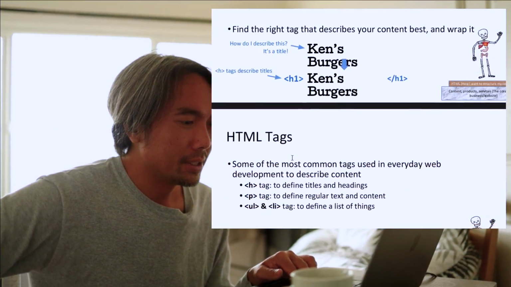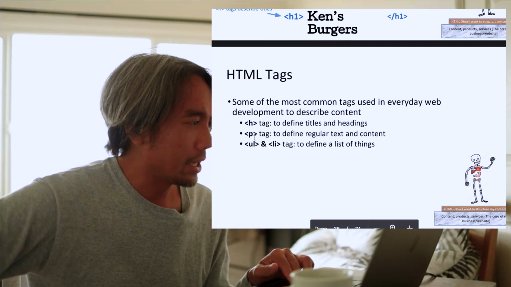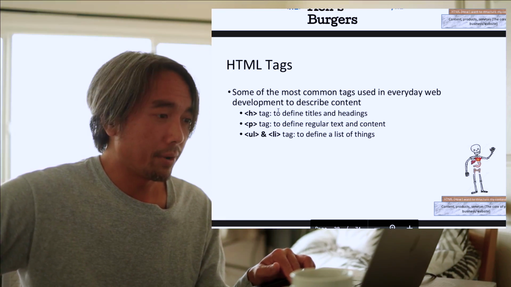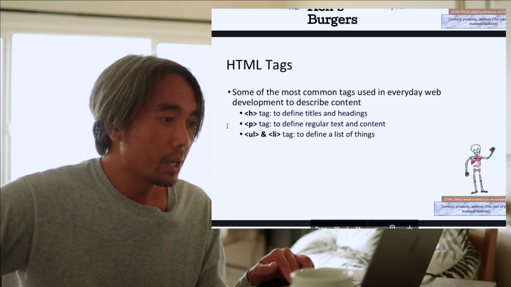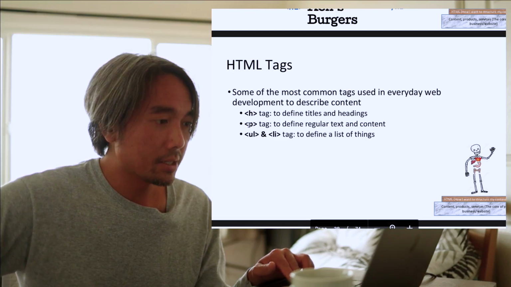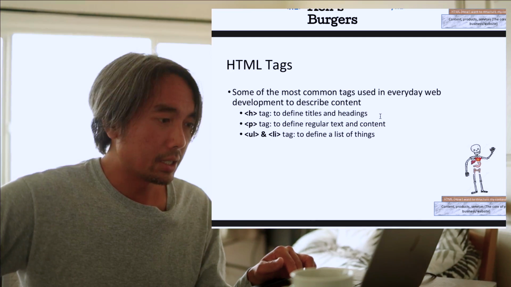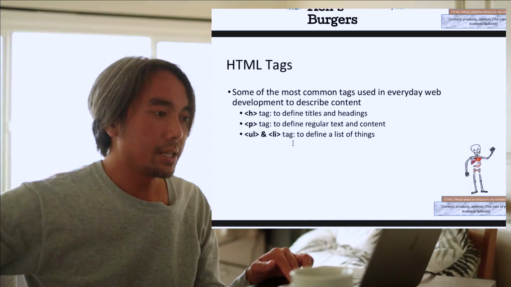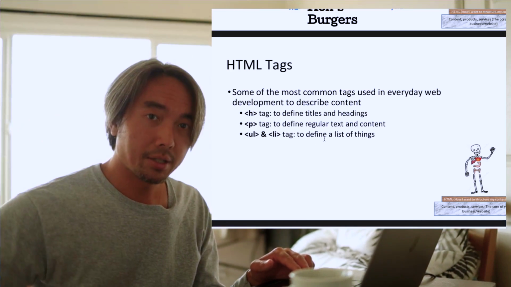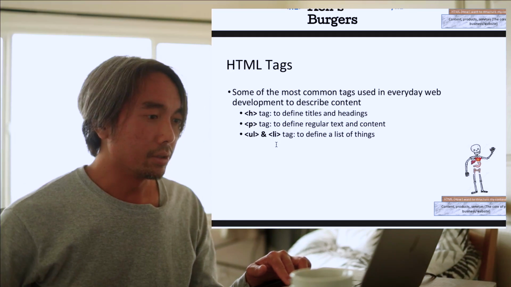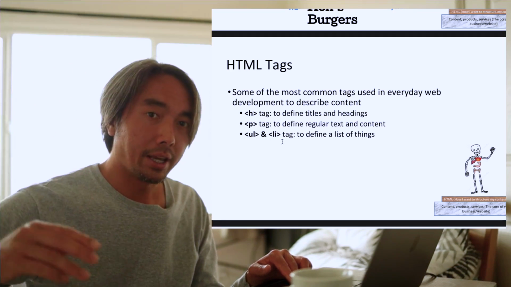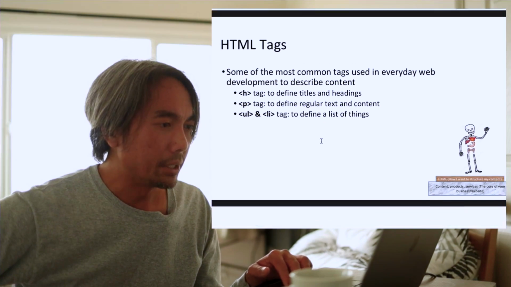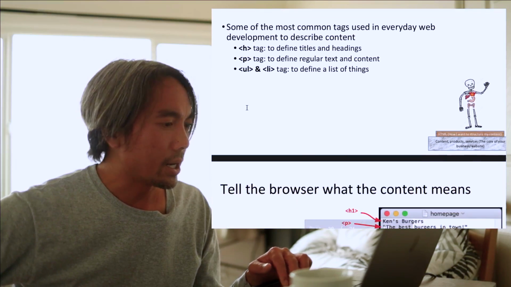So, okay, moving on. There's all sorts of HTML tags, as you may be aware. We have our H tags, which define titles and headings. We have P, or paragraph tags, to define regular text, regular content. We have UL and LI tags to define a list, as I mentioned earlier, my products list. So the UL and LI tags define lists and list items in that list. And there's many, many other tags, but here we're just showing some of the more common ones.